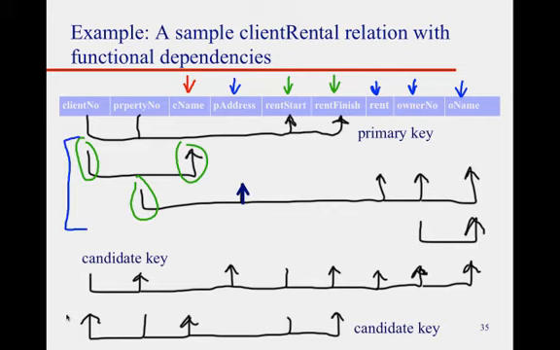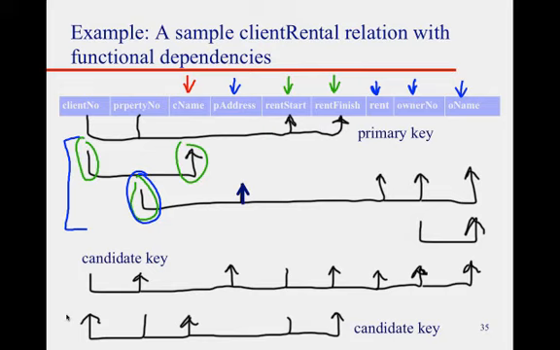If you look, here are two partial dependencies. So client number uniquely determines client name. So I don't need the property number to determine the client name. I only need the client number. And here, the property number uniquely determines the property's address, its rent, the owner's number, and the owner's name. I don't need to know anything about the client in order to know what the rent on the property is.